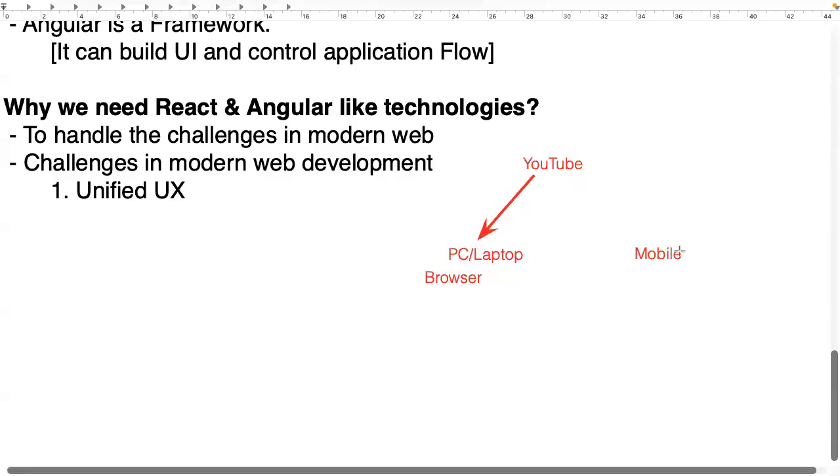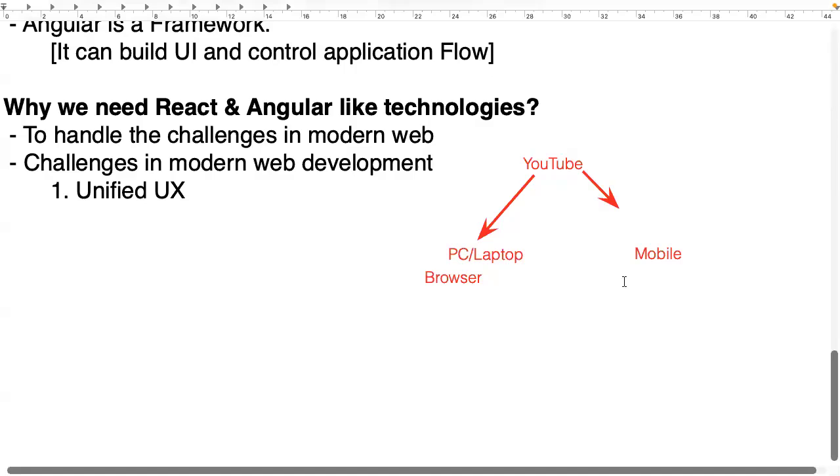But mobile also has a browser, right? Mobile also has a browser. But do you know mobile browsers are compact browsers? They don't have all the abilities of PC browsers. Now what happens is, when we are trying to watch this YouTube on the mobile browser, this YouTube is unable to load properly on that browser because it is a heavy app and it is unable to fit on mobile.